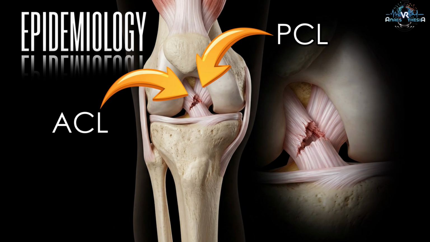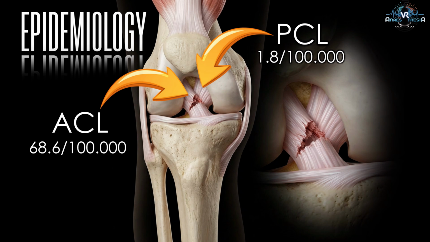A cruciate ligament injury is a tear or rupture of the anterior or posterior cruciate ligament of the knee that compromises joint stability and function. It usually occurs after trauma, twisting, or sports-related stress. The incidence of cruciate ligament injuries varies according to the ligament involved, age, sex, and sports exposure. Anterior cruciate ligament tears are far more common, with an annual incidence of approximately 68.6 per 100,000 person-years in the general population, whereas isolated complete posterior cruciate ligament tears are much less frequent, with an annual incidence of about 1.8 per 100,000 person-years.